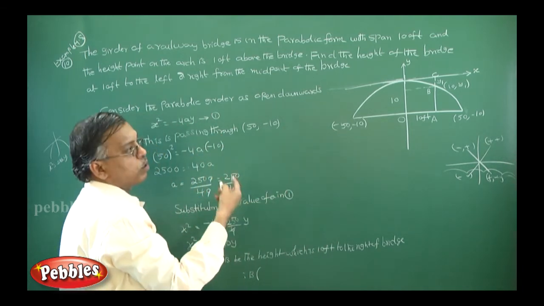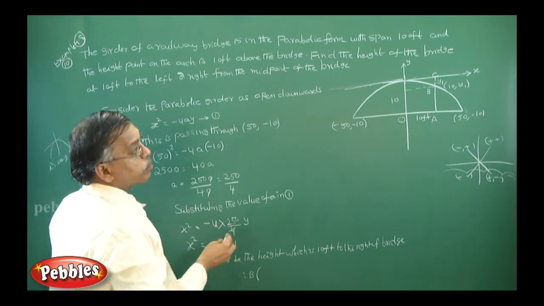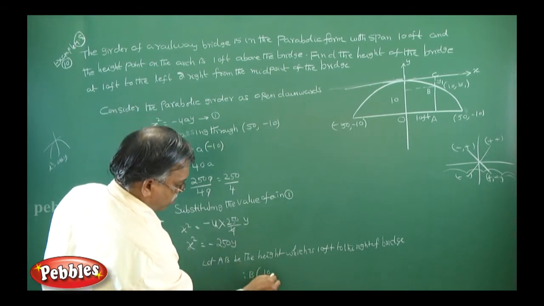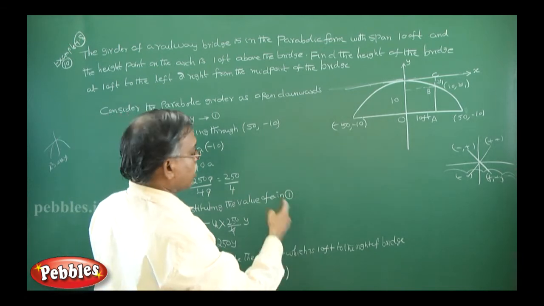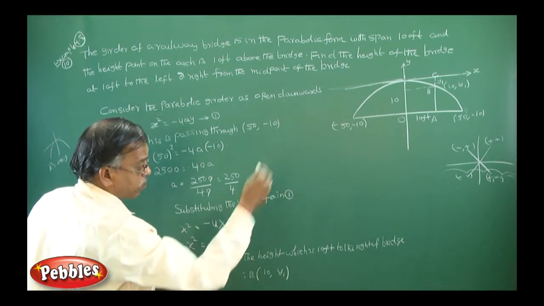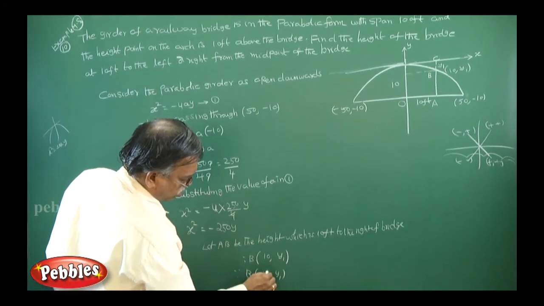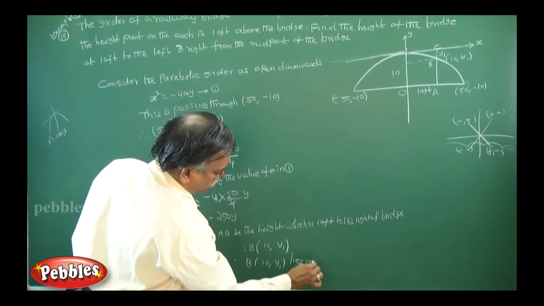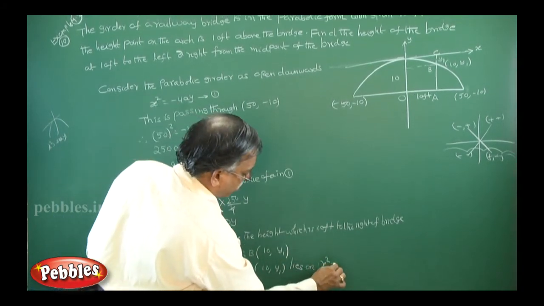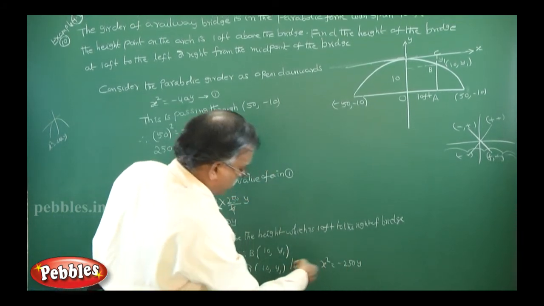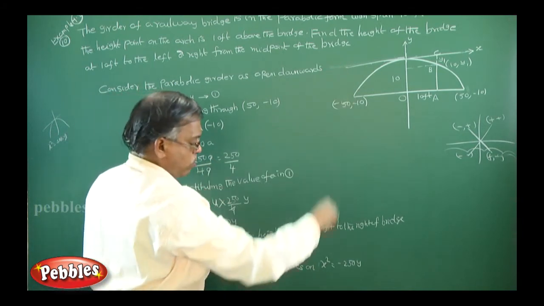Later you can convert into positive. If you get the negative answer, you can convert into positive. So therefore what is the point B? 10 comma y1. So this point lies again on the parabola. Since B 10 comma y1 lies on x square is equal to minus 250y, you can substitute that point again. This is x, this is y. So that y1 value you will get.